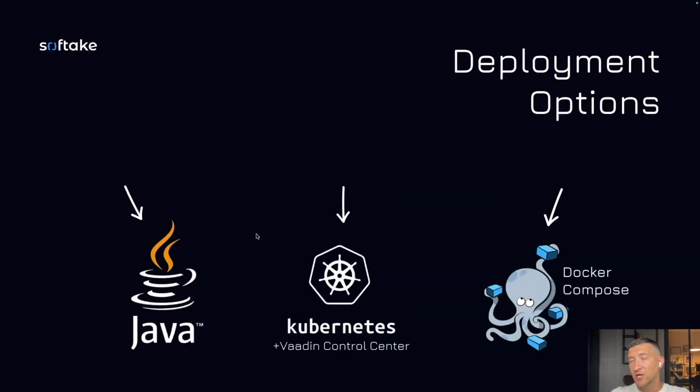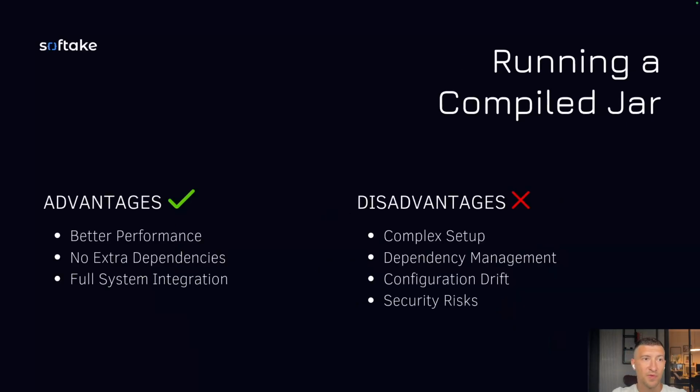So, actually, there are a lot of different approaches on how it can be done. But nowadays, companies mostly use these three main approaches. The first one is running a compiled Java archive directly on a server. The second one is using Kubernetes with Vaadin Control Center. And the third one is developing and utilizing a custom Docker Compose setup. Each of these approaches has its own advantages and disadvantages. So let's check them. Option number 1.